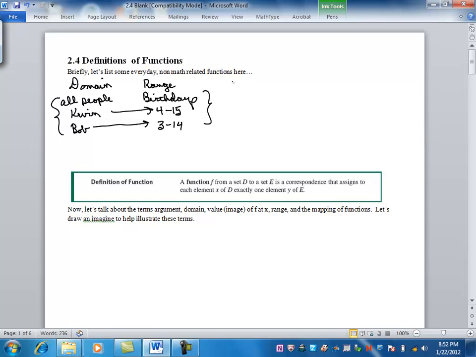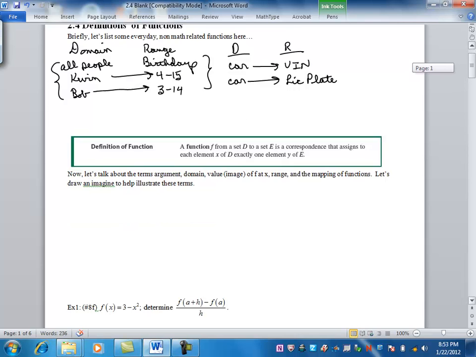Another example, for the domain, we could think about a car, and we could think about its vehicle identification number. Each car only has one vehicle identification number. Each car only has one license plate number. So these are all examples of functions. You take an input, it's assigned to one and only one output. If you're into sports, a baseball player, for example, only has one batting average at any given time. So these are examples of functions in everyday life.